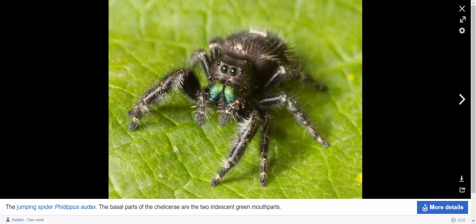Anyway, real quick, here's this picture of a jumping spider, Phidippus audax, I mispronounced. The basal parts of the chelicerae are the two iridescent green mouth parts. So that's the basal part, which controls the amount of venom.